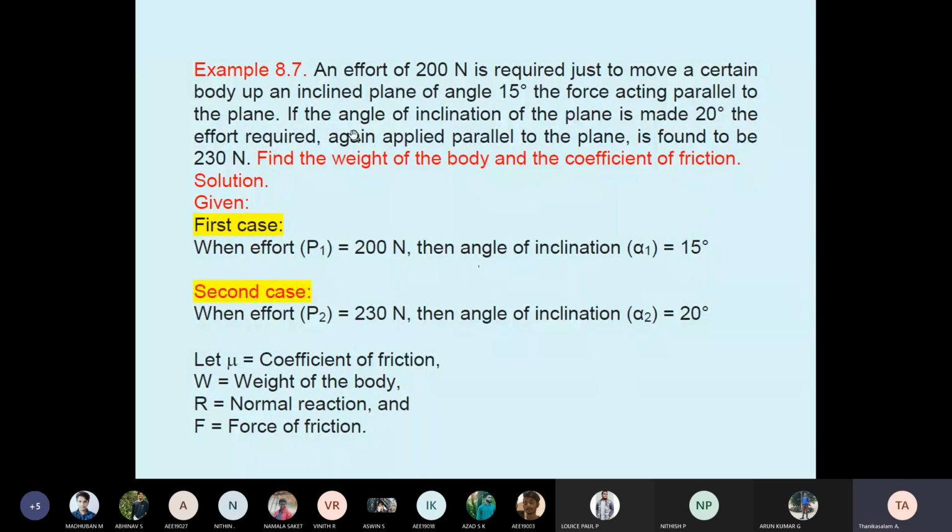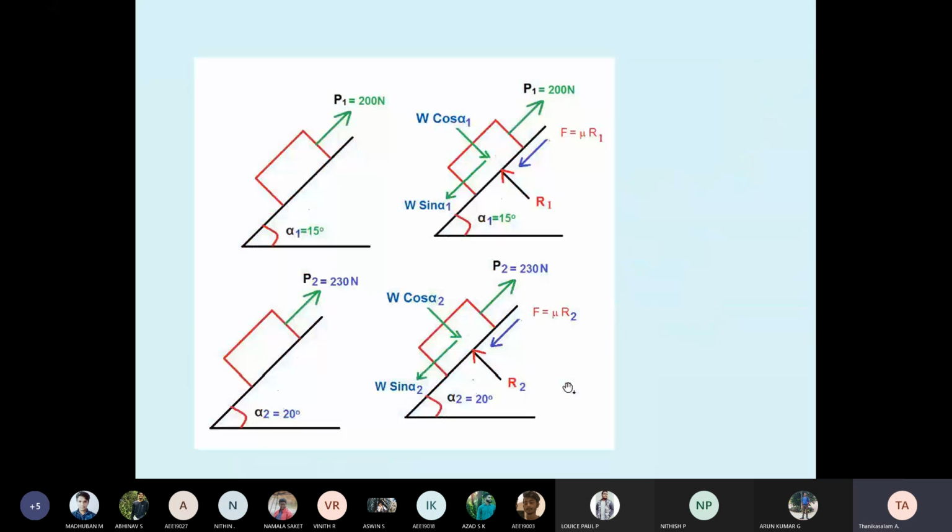Students, now the same body, but at an angle of inclination of 20 degrees, and the applied force parallel to the plane is 230 Newton. Find the weight of the body and the coefficient of friction. Draw the diagram and you can understand. This is the first case: angle 15 degrees, parallel force 200 Newton. Second case: alpha 20 degrees, force 230. So case 1, case 2.